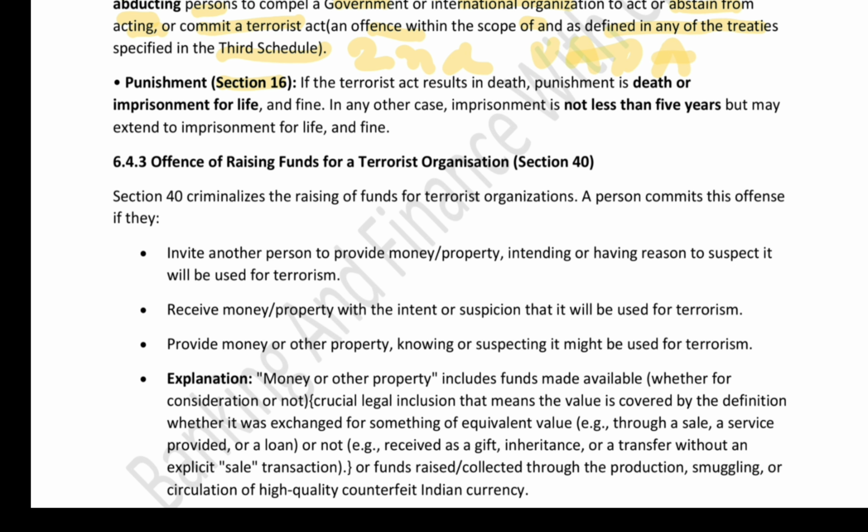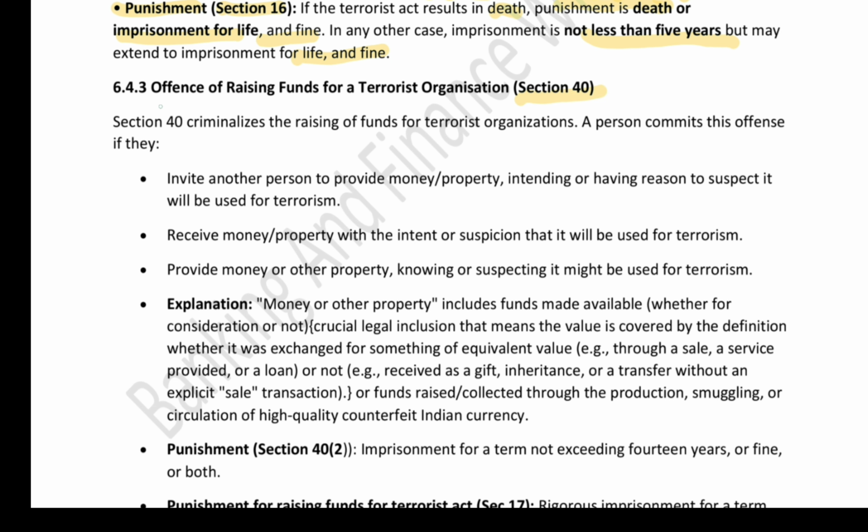Next, we have Section 16, or punishment. If the terrorist act results in death, the punishment is death or imprisonment for life and also fine. And in any other case, imprisonment is not less than 5 years but may extend to imprisonment for life, and fine.